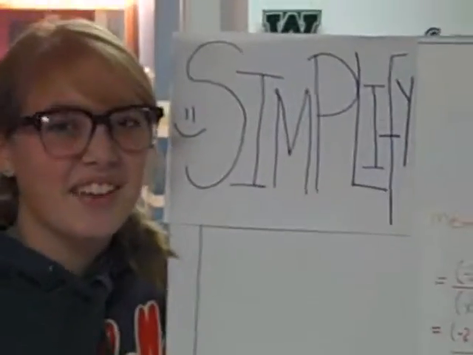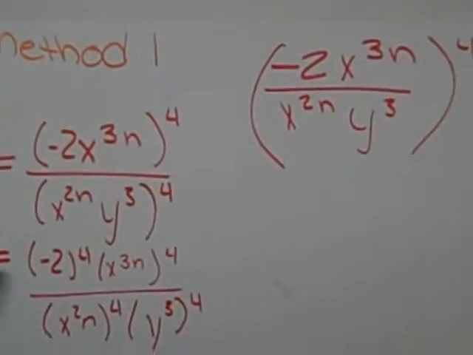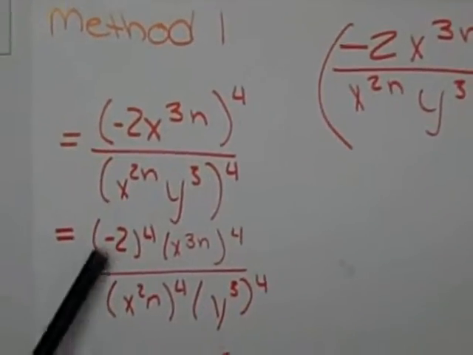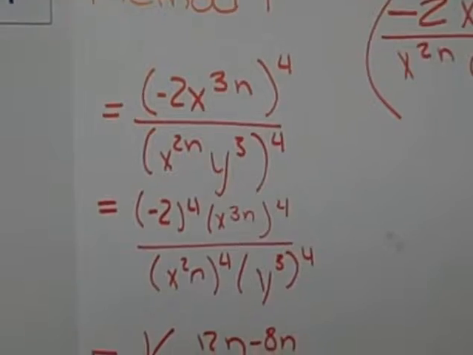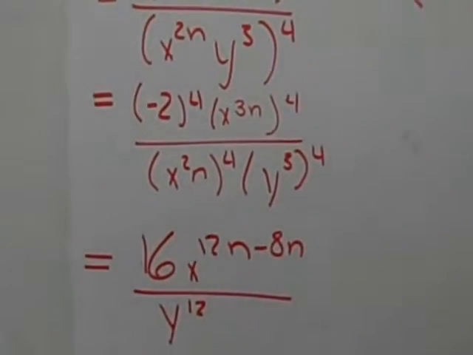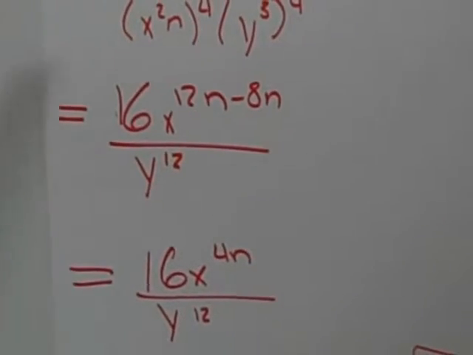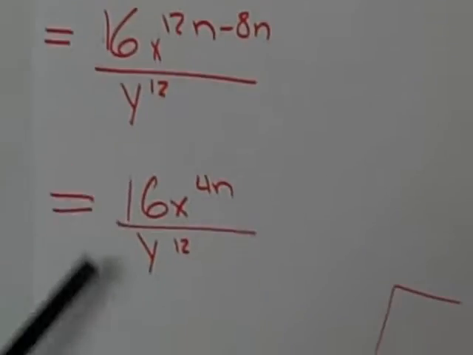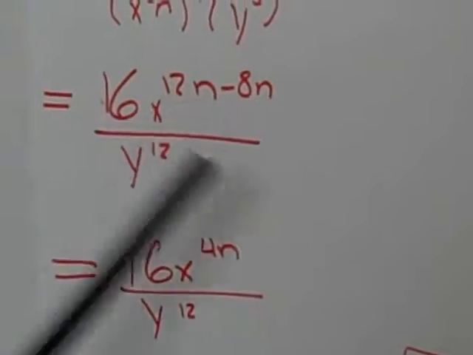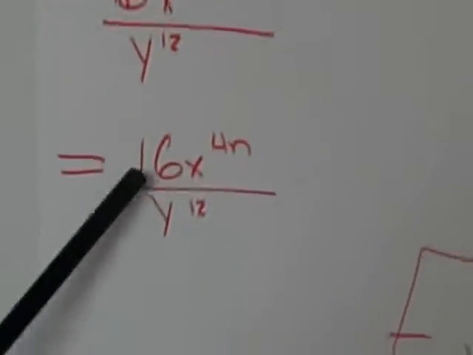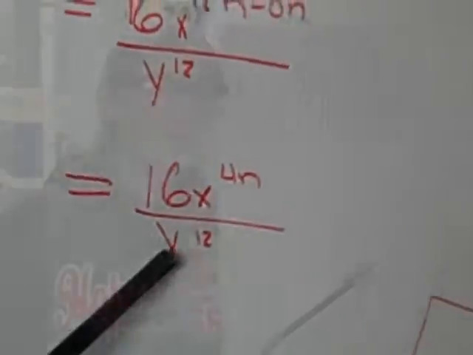Now we're solving the equation using several properties. For the first method, you're going to take each individual part and multiply it by 4. So you're going to come out with 16x to the 12th n minus 8n over 12y to the 12th. You're going to solve the exponents, and the end is going to equal 16x to the 4n over y to the 12th.